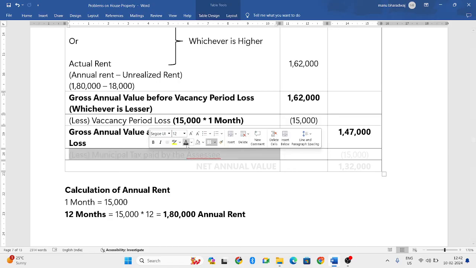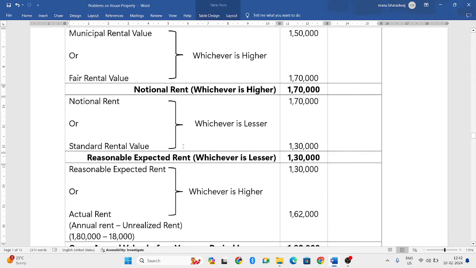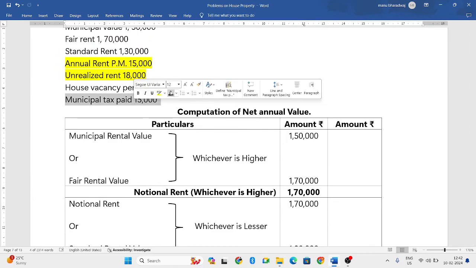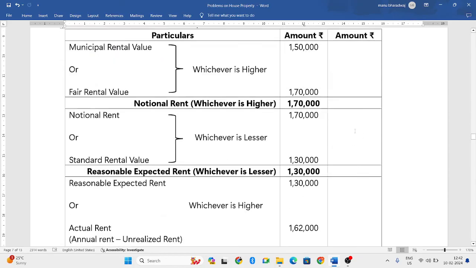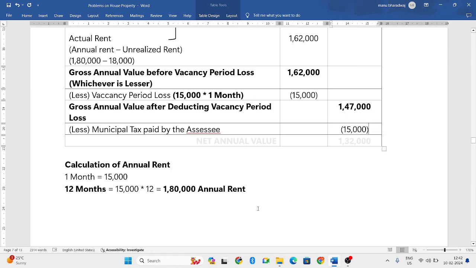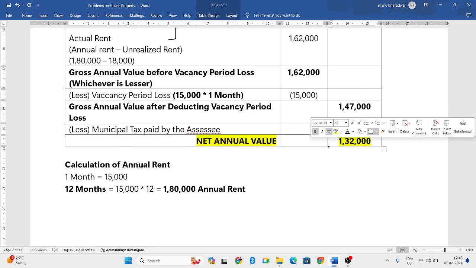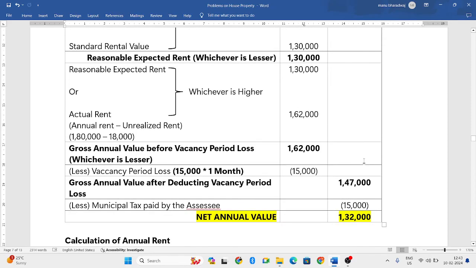From that, we have to reduce the municipal tax paid by the assessee. Only whatever tax the assessee has paid, that particular municipal tax we have to reduce. In the question, they have told municipal tax paid, but they have not mentioned whether the assessee paid or the tenant paid. If no information is given, we will consider it as paid by the assessee. So 15,000 we will subtract. If I subtract 15,000 from 1,47,000, I will get 1,32,000. That 1,32,000 is our net annual value.